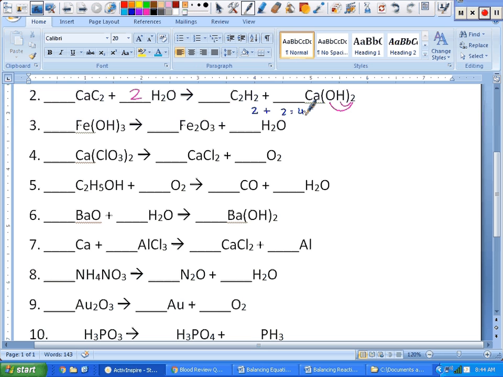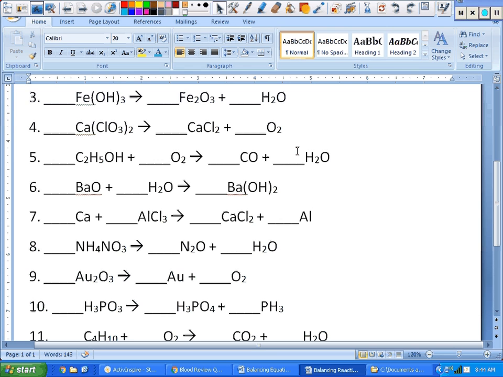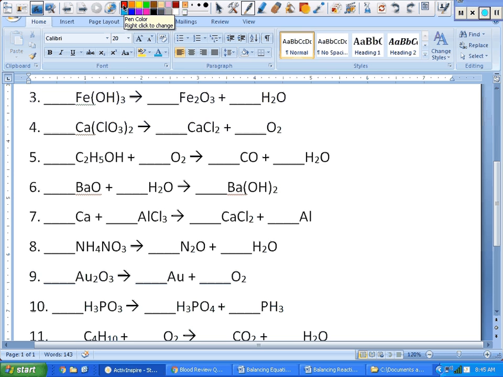Number 3. How many Fe's on the left? 1. How many Fe's on the right? 2. That's a problem. What do I need to do? Put a 2 where? In front of the FeOH3. So this is going to give me a 2. All right, so now we need to figure out which one's easiest to balance, because can you use hydroxide as an entity? No, because you only see it on how many sides? One side.